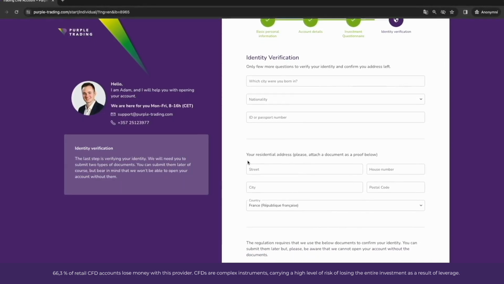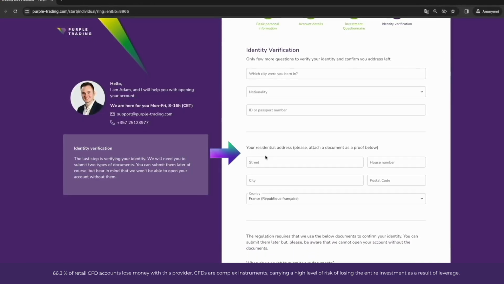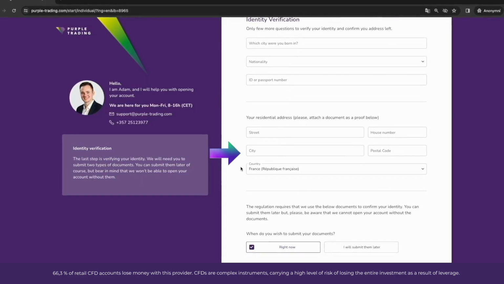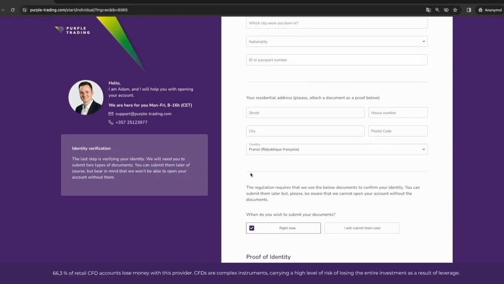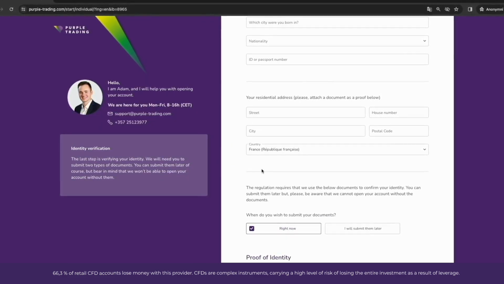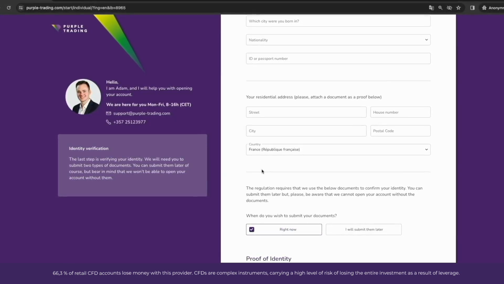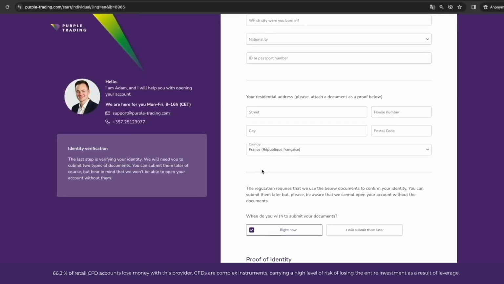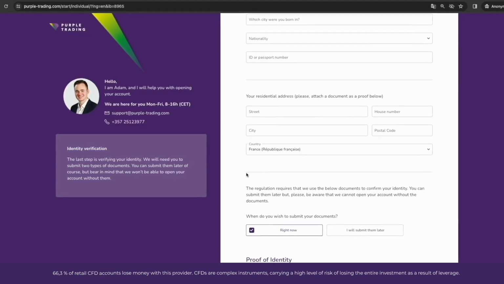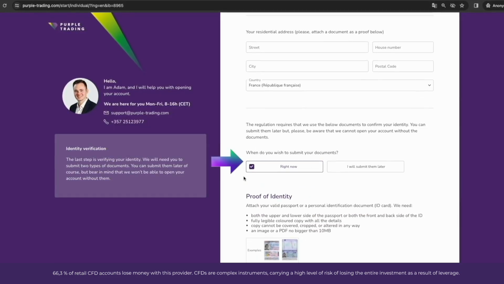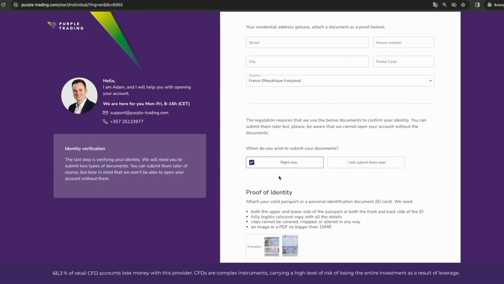You will then need to fill in the address where you live, i.e. street, city, postcode and country. This doesn't necessarily have to be a permanent address, but again, it should be where you receive your regular bills, for example, or the address you have on your bank statements. We will then ask you to send these documents yourself, specifically a copy of your ID and proof of address.